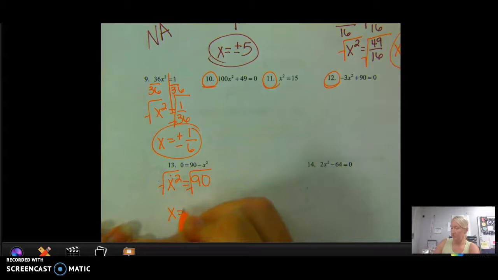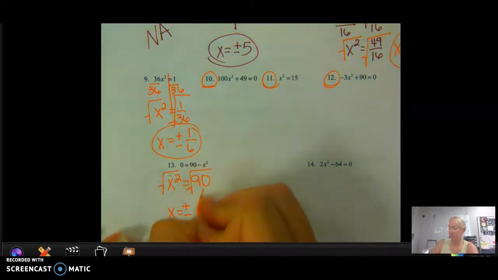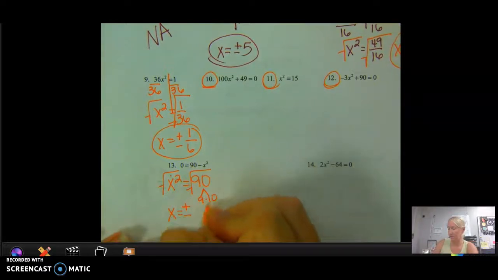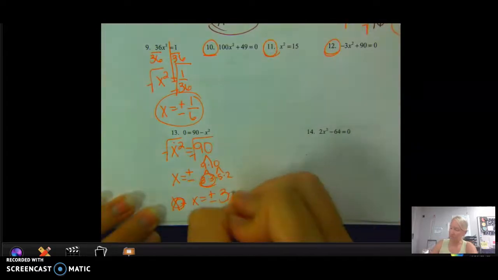I get x equals positive or negative. I don't want decimal answers. This is why we went over the reducing radical. So let's reduce that guy down. 90 reduces into 9 times 10, 3 times 3, 5 times 2, pair of 3s. So x equals a positive or negative 3 comes to the outside. 5 and 2 are left on the inside, so multiply together, that is 10.